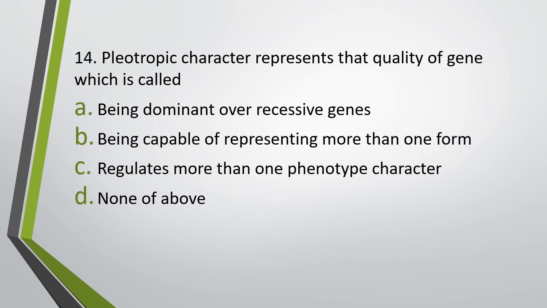Question number 14. Pleiotropic character represents that quality of gene which is called being dominant over recessive gene, being capable of representing more than one form, regulates more than one phenotypic character, none of these. Pleiotropic character represents that quality of gene which is called... Correct answer is option C, regulates more than one phenotypic character.